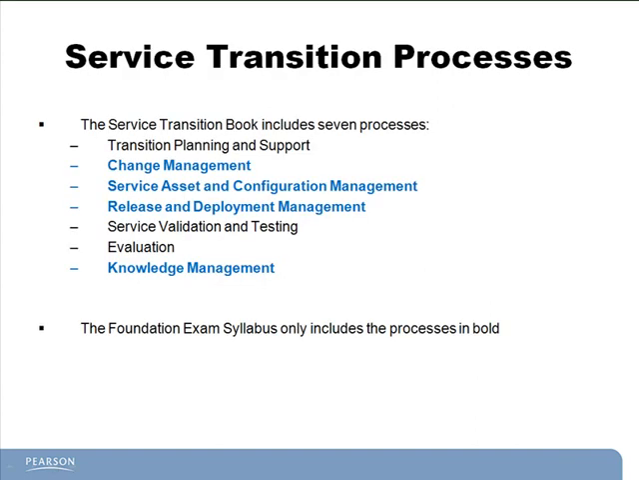If you were to crack the service transition book, you would see that the book contains 7 processes. However, the ITIL version 3 foundation exam syllabus only requires that we cover 4 out of these 7. The 4 processes that we'll cover are in bold here. That's change management, service asset and configuration management, release and deployment management, and knowledge management. Now that we have a little roadmap, let's move on to lesson 2, where we'll talk about the process called service asset and configuration management.